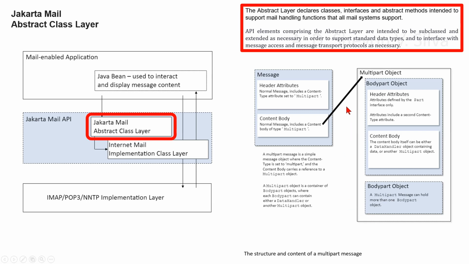Here you can see a message. Here, the header attributes and content body are inside the message. Header attributes: a normal message includes a content type attribute set to multipart. Content body: a normal message includes the content body type multipart. Here the body type is connected to a multipart object.